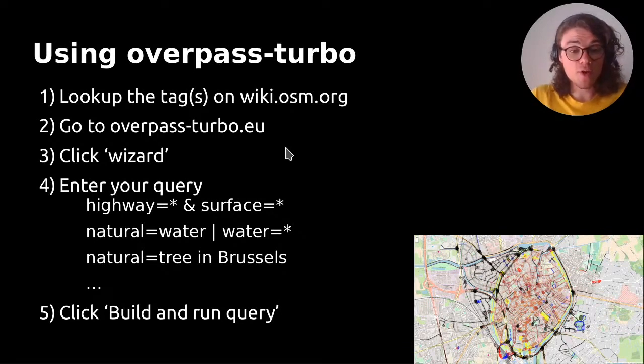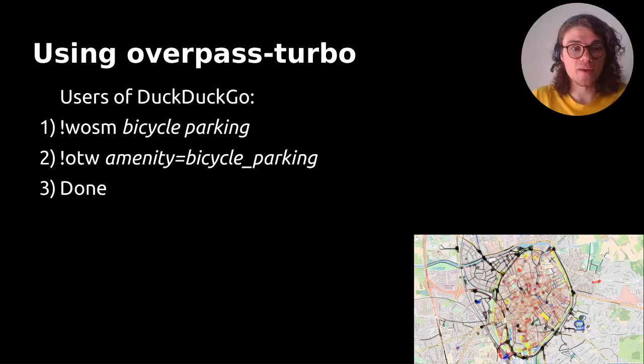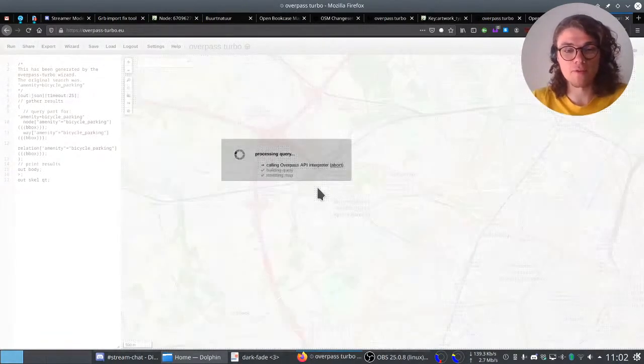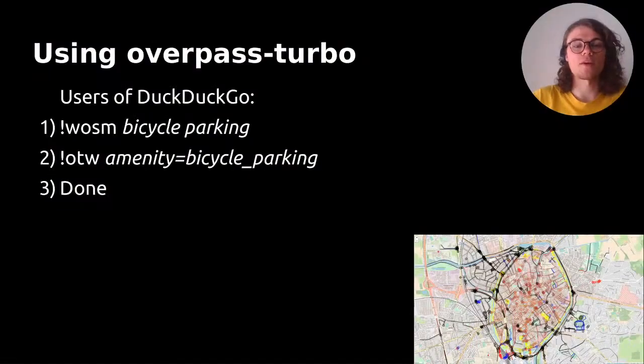So we have Overpass Turbo, where you can query data. Also, I know a lot of people are using DuckDuckGo. There are handy bangs on it, so you can use exclamation mark wiki OpenStreetMap, or OSM wiki, for a certain feature, and then you can use OTW, Overpass Turbo Wizard, for having a certain feature, and then you can really quickly ask for certain data. Bicycle parking, it's really useful to get an instant map in a few seconds. Bam, bicycle parkings.